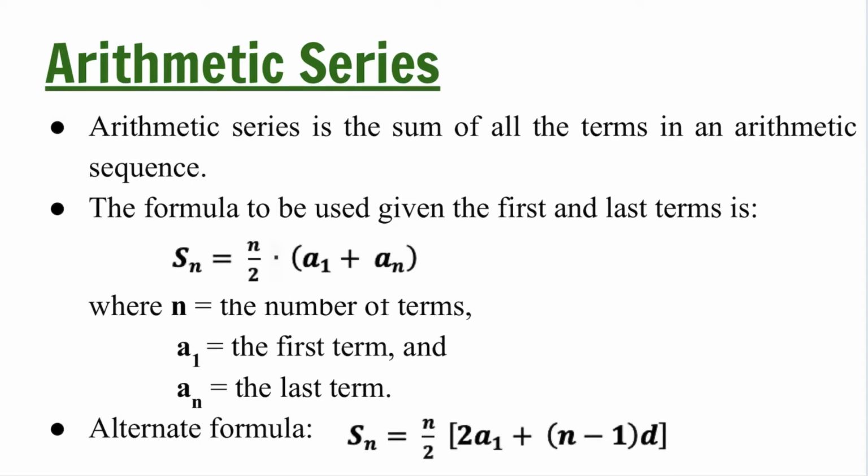If the first and last terms of an arithmetic sequence are given, we will use the formula S sub n is equal to n over 2 times the quantity a sub 1 plus a sub n, where n is the number of terms, a sub 1 is the first term, and a sub n is the last term. The alternate formula that we can use is S sub n is equal to n over 2 times the quantity 2 times a sub 1 plus n minus 1 times d.